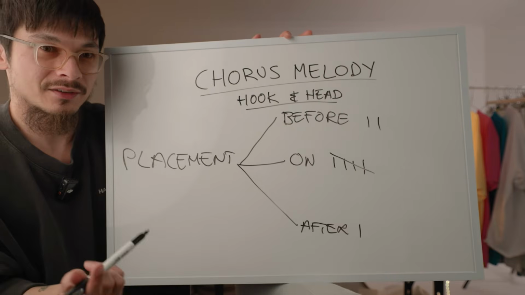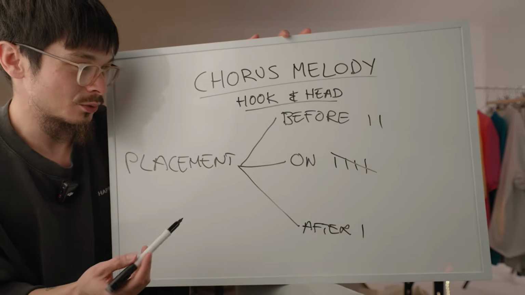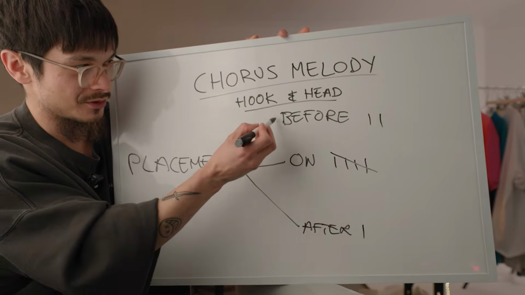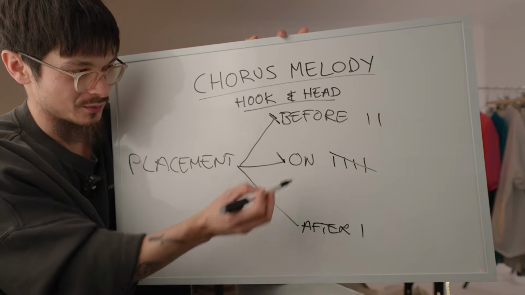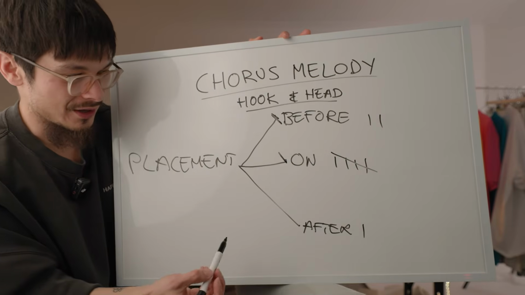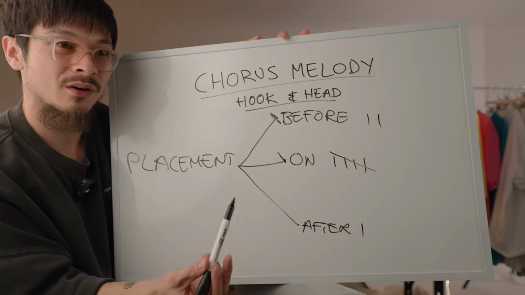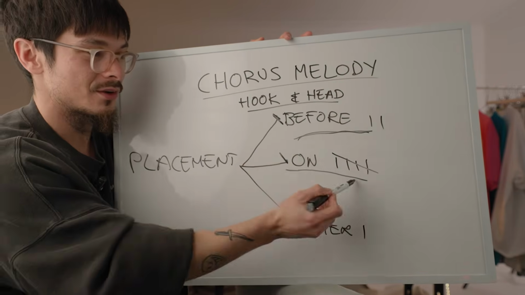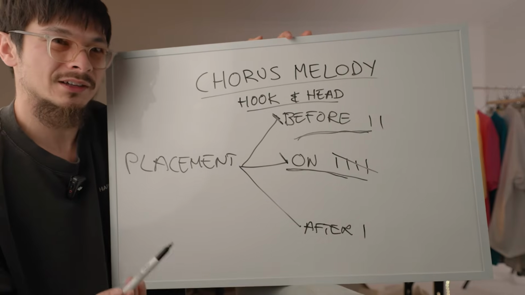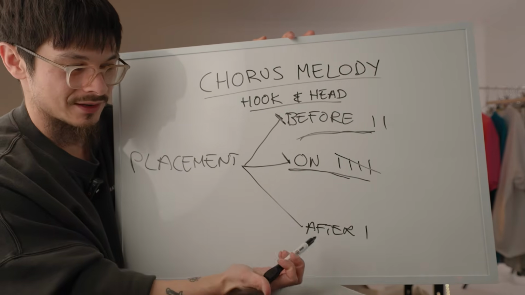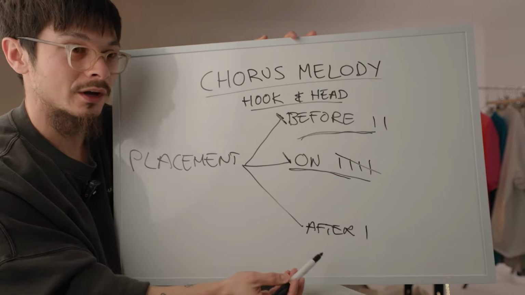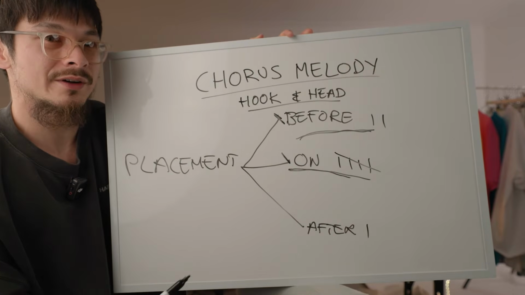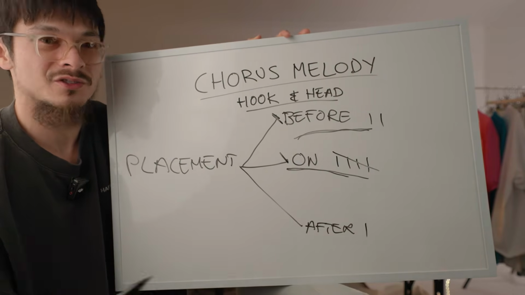For me personally, whenever I'm writing a chorus, my rule is to use either this one or this one. I personally don't really like the feeling of a melody that lands after the 1 in a chorus. I feel like these two spotlight and showcase the lyric more so, whereas if the melody lands after the one, the first thing of the chorus you hear is music. It's just instrumental.